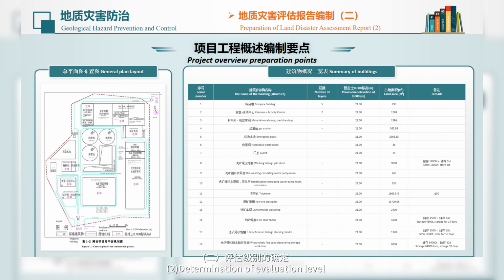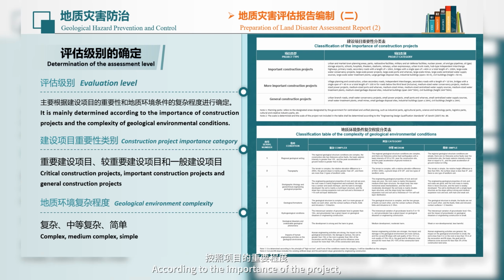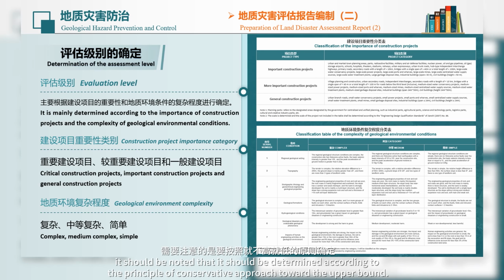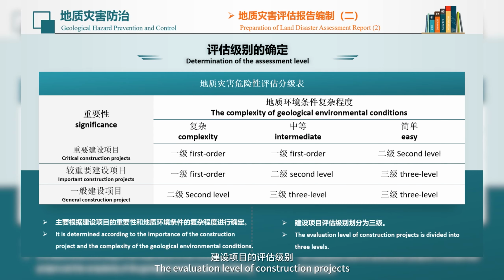2. Determination of evaluation level. According to the importance of the project, it can be divided into critical, important, and general construction projects. The complexity of the geological environment can be divided into three levels: complex, medium, and simple. When determining the complexity, it should be determined according to the principle of conservative approach toward the upper bound. The evaluation level of construction projects can be divided into three levels: first, second, and third.